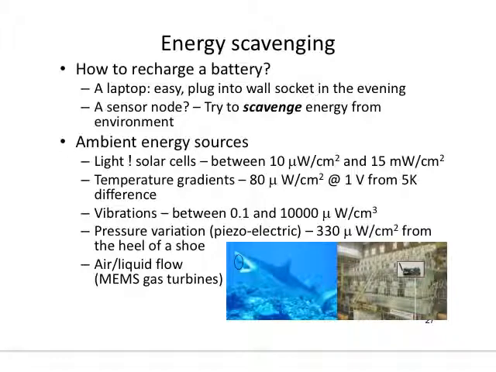Right? So for example, solar cells. With solar cells, you can draw between 10 microwatt to 15 milliwatt per centimeter squared. And by centimeter squared here, we mean the area of the cell itself, right? It's the same as energy harvesting, or it's different? Yeah, it's energy harvesting. So energy scavenging is energy harvesting, okay?